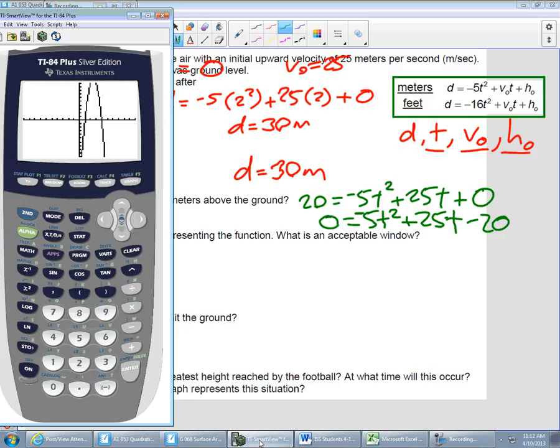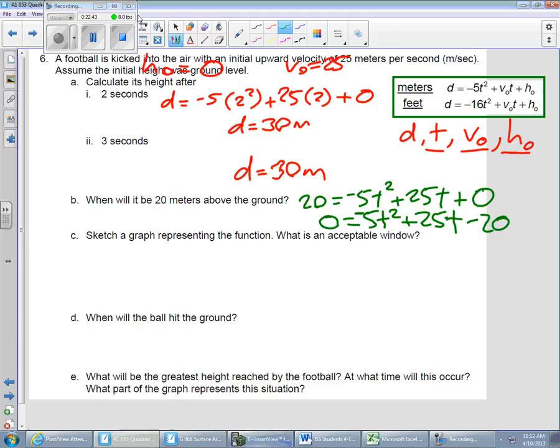Why two different possibilities for when it's 20 meters off the ground? Yeah, passing 20 meters on the way up, and then passing 20 meters on the way down. So two time instances, and I think it's pretty clear to see from that graph that time is either going to equal 1 second or time is going to equal 4 seconds. And you can, of course, use the calculate zero function to find those values if you need them. But it seems pretty clear that seconds are going to equal either 1 or 4.